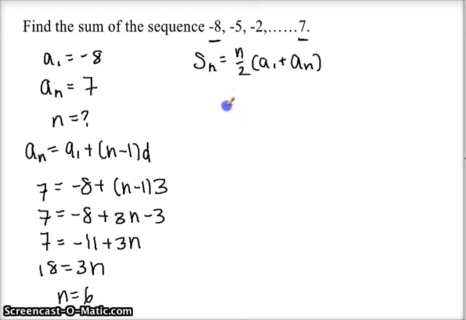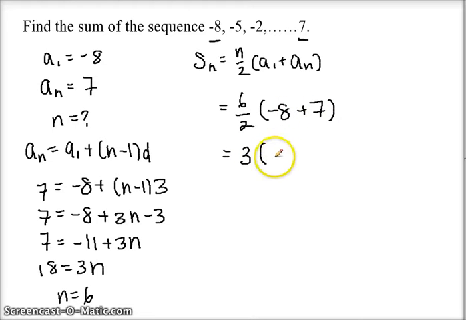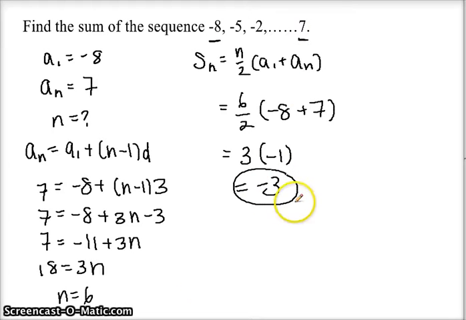So then I'm just going to plug everything back into this formula. We have n is 6, which we just solved for right here. So we have 6 over 2. And a1, the first term in the sequence, is -8 plus the last term in the sequence, which is 7. So we have 3 times, and -8 plus 7 is -1. So the sum is going to be -3. When we add all these numbers up, we're going to get -3.